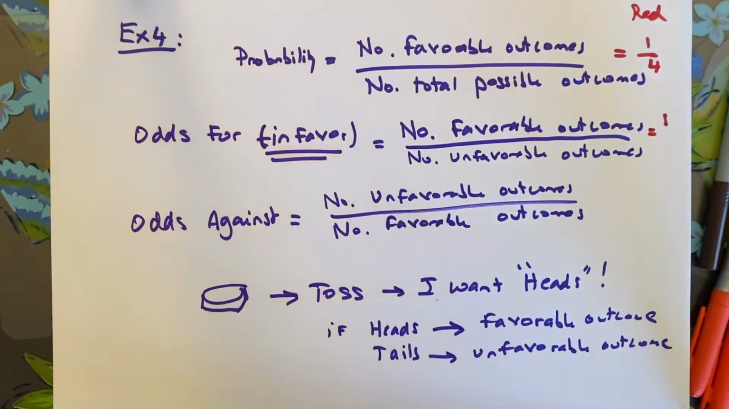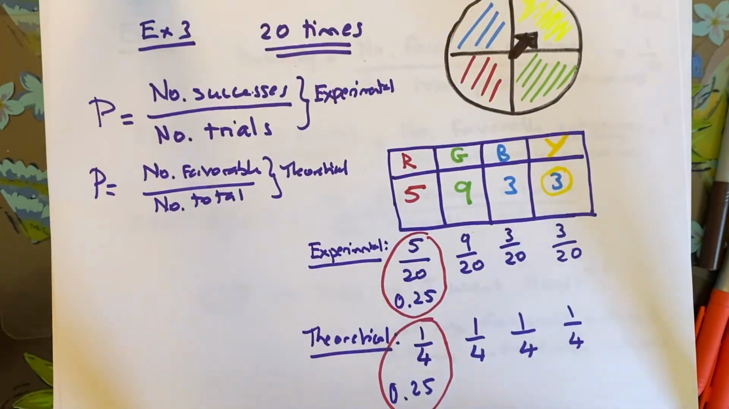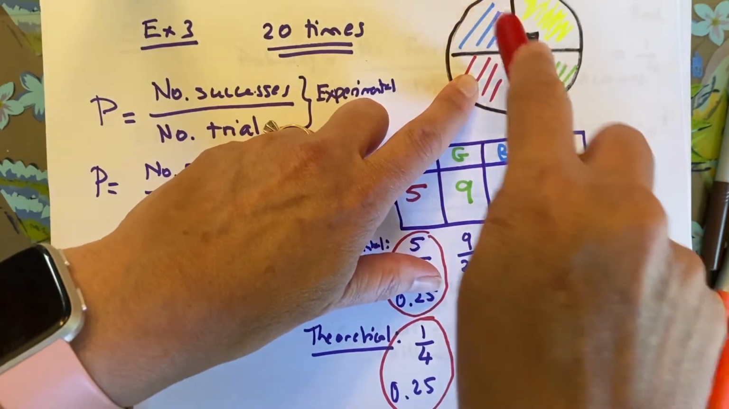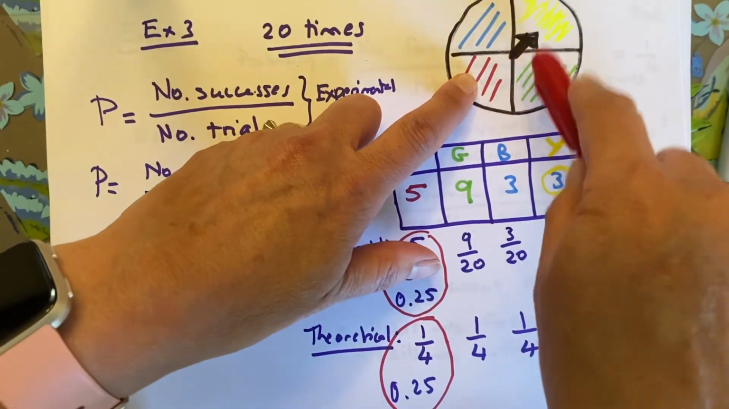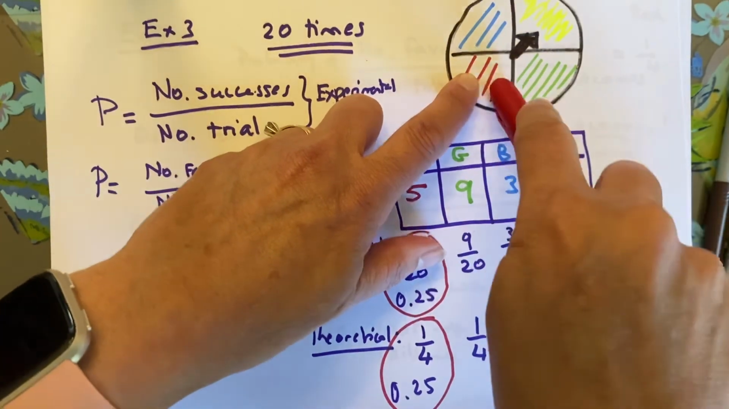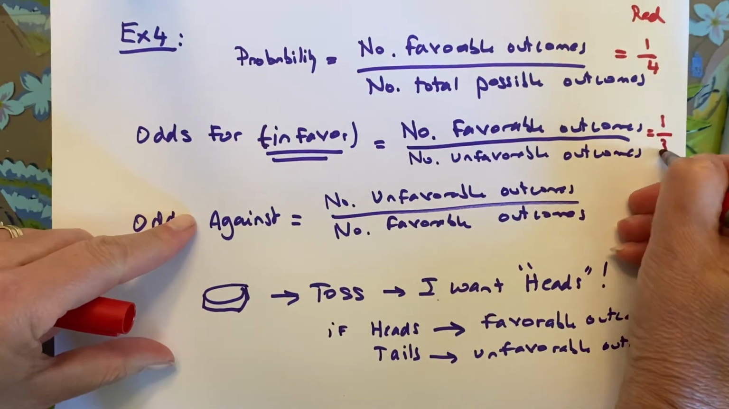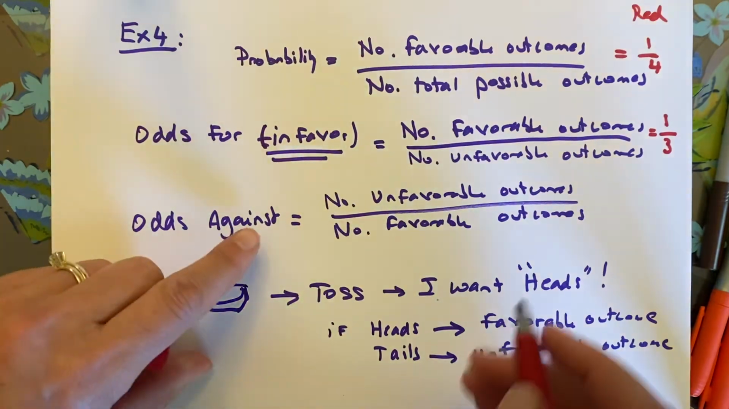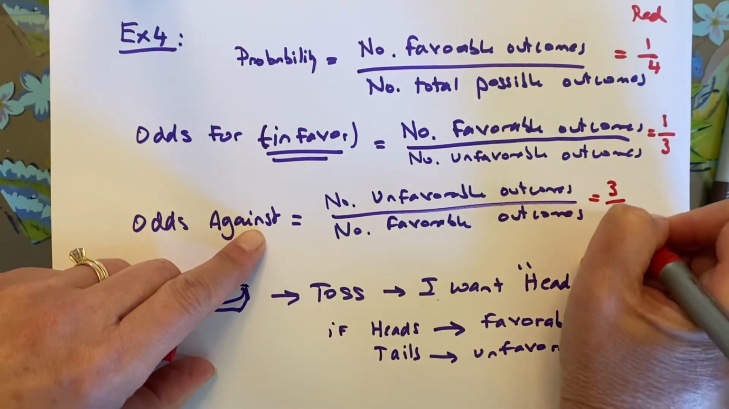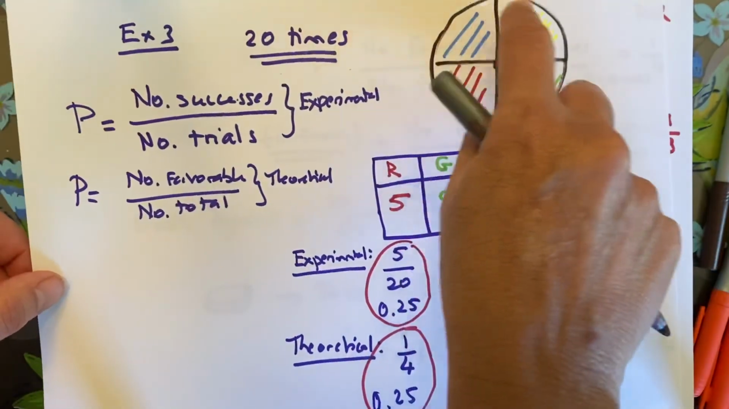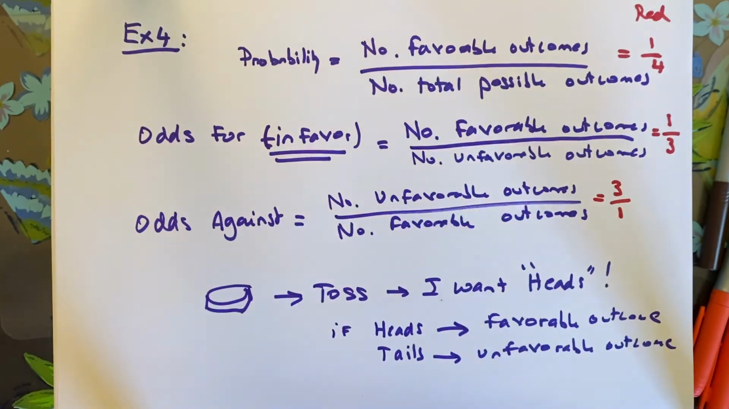I'll just put the spinner back up so you can see. Here's my spinner. I'm saying my favorable outcome is red, but I have 1, 2, 3 unfavorable, because if it lands on blue, yellow, or green, I don't like it. It's not favorable to me because I won't get my money. I want it to land on red. So it's 1 to 3. The odds against landing on red is 3 to 1, because I'm saying the odds against, I have my unfavorable options, 1, 2, 3, over my 1 favorable option, okay?